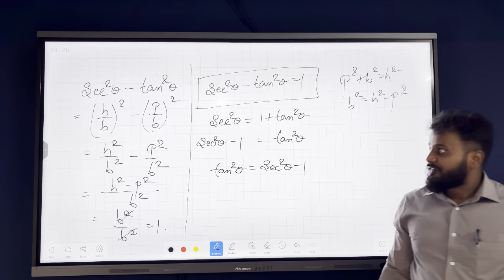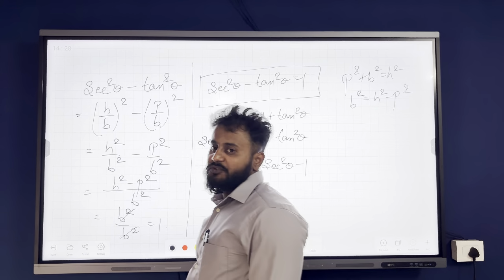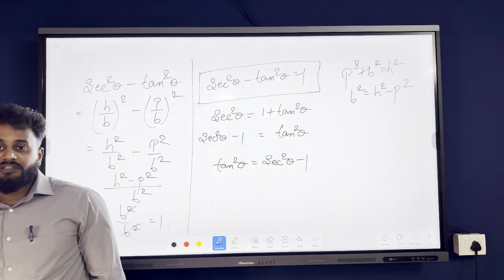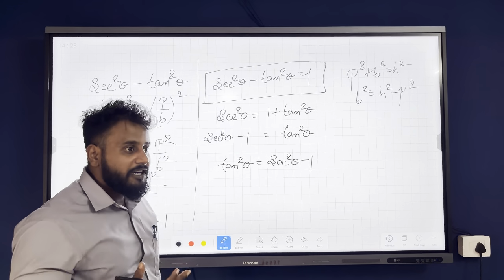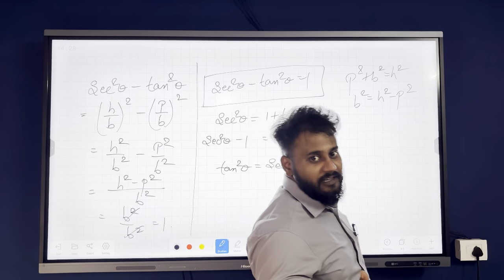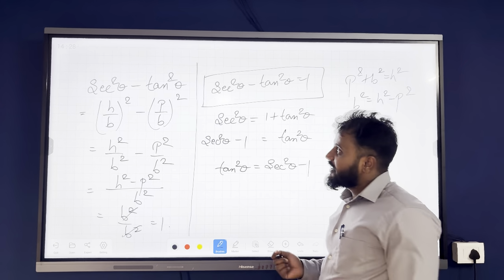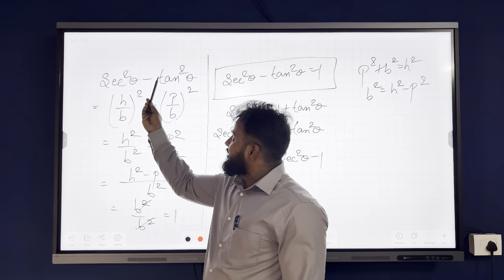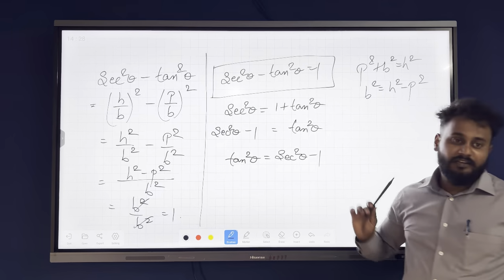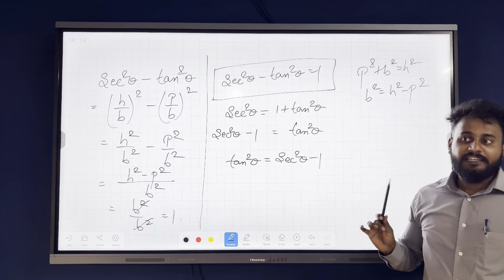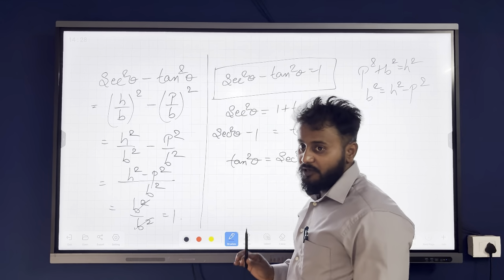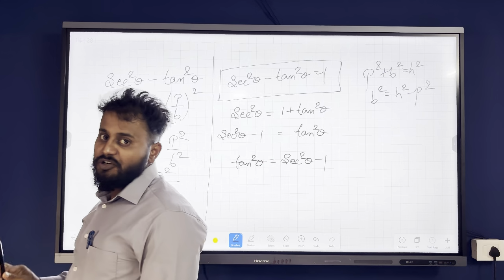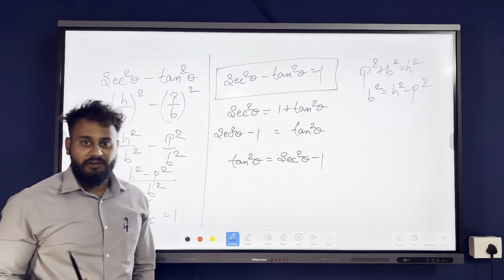Any doubt? Now, how are we going to remember this formula? In alphabets we know that after S comes T. So S minus T is equal to what? 1. According to the alphabet you have to learn that S minus T is equal to 1, that is sec square theta minus tan square theta is equal to 1.